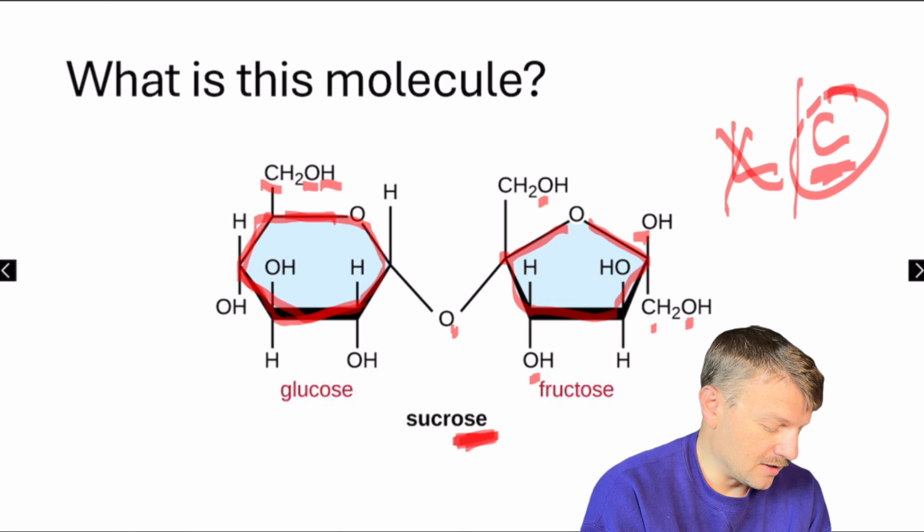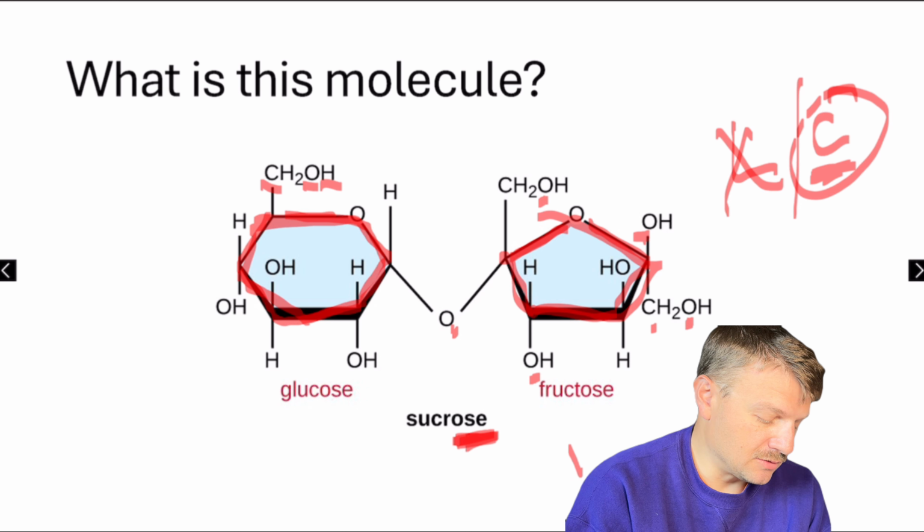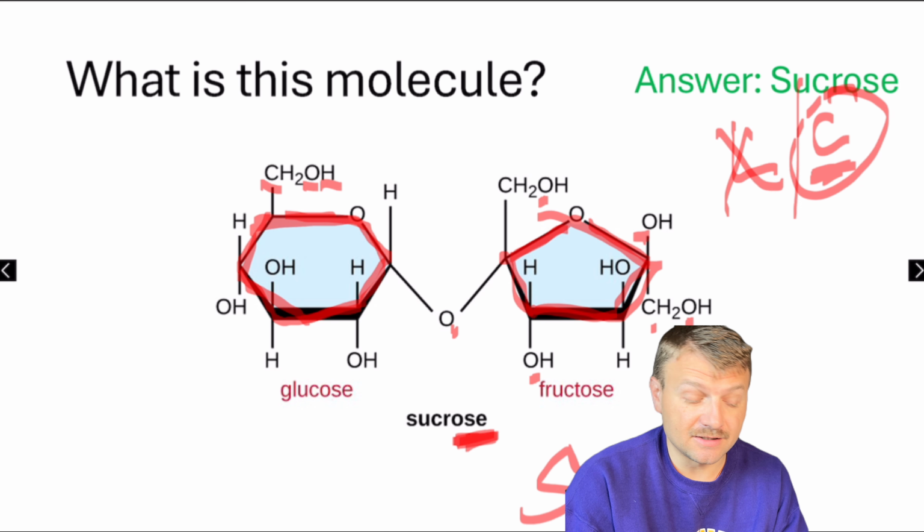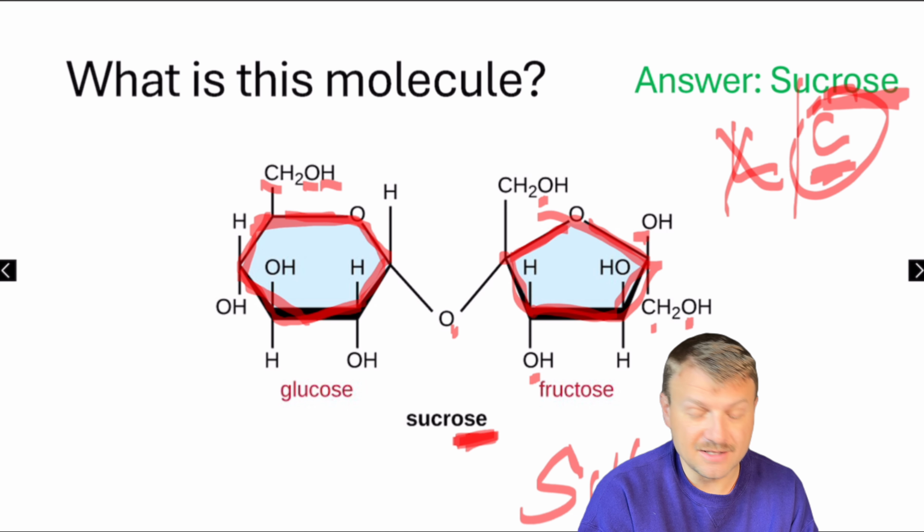And you can see here this ring and this ring put together. This is going to make it a sugar molecule, but a specific type of sugar molecule. This is going to be called a disaccharide, or sucrose. This is the disaccharide.